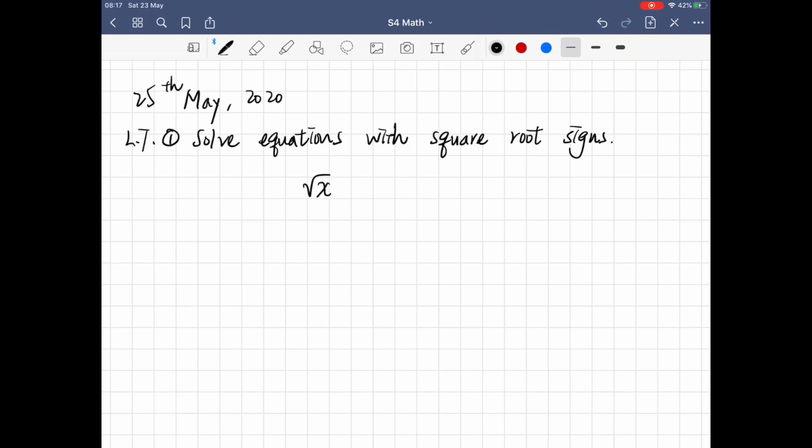The square root of x minus 2 equals 0. So for solving equations with square root signs, we will put all the square roots on one side, while all the other things on the other side. Then we can take the square on both sides, and therefore we can find the value.